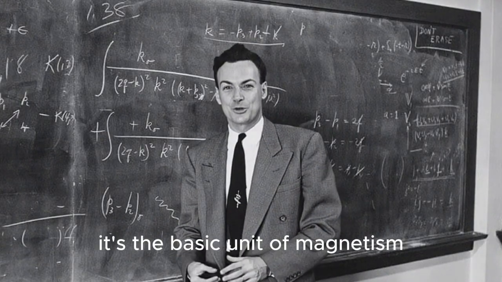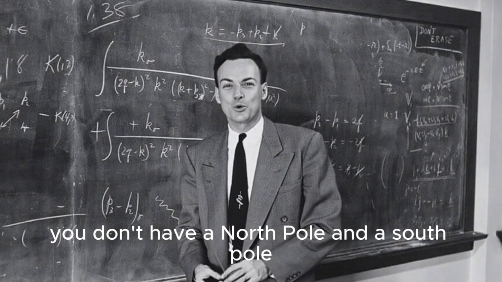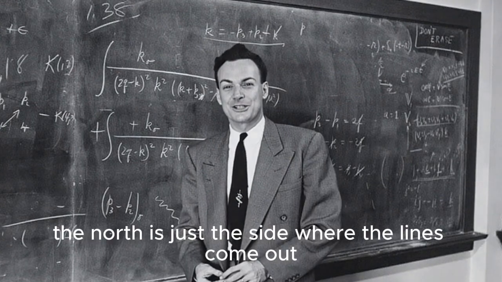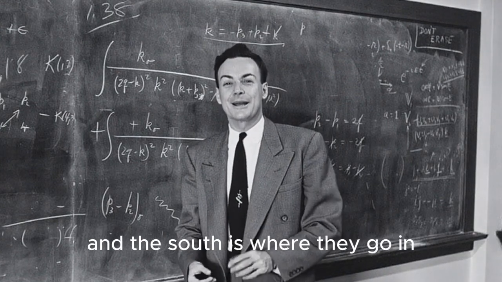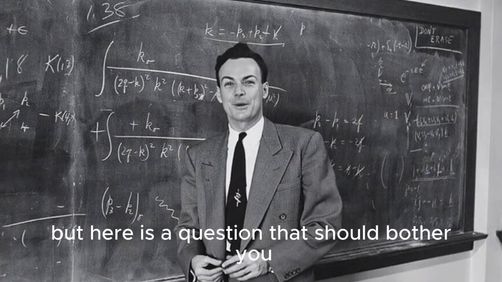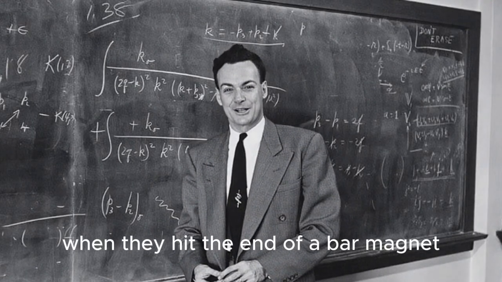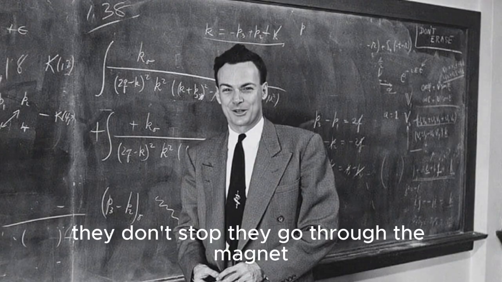It's the basic unit of magnetism. You don't have a north pole and a south pole sitting separately. You have a loop. The north is just the side where the lines come out, and the south is where they go in. But here is a question that should bother you. Where do the lines go when they hit the end of a bar magnet? They don't stop. They go through the magnet.